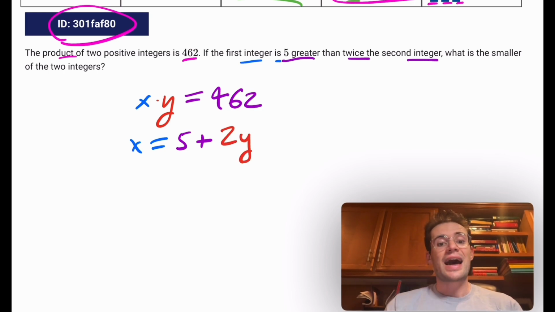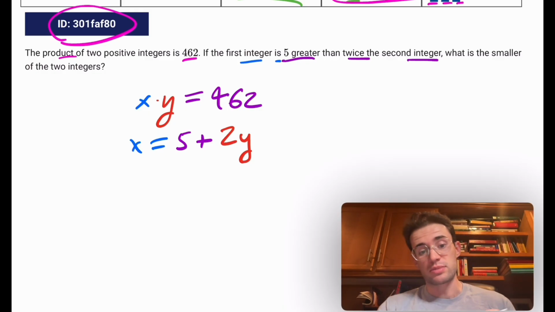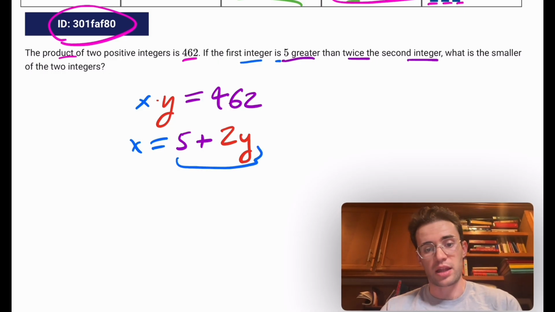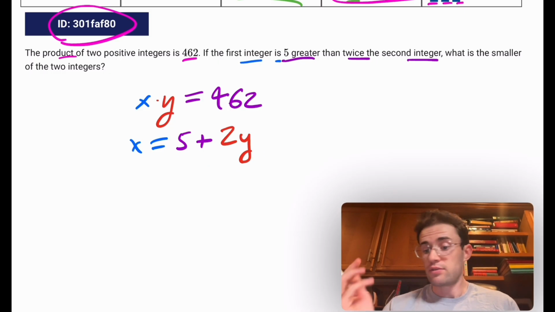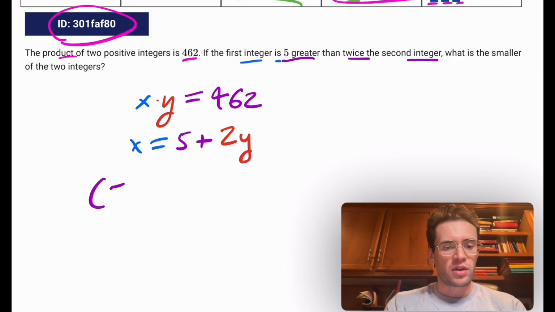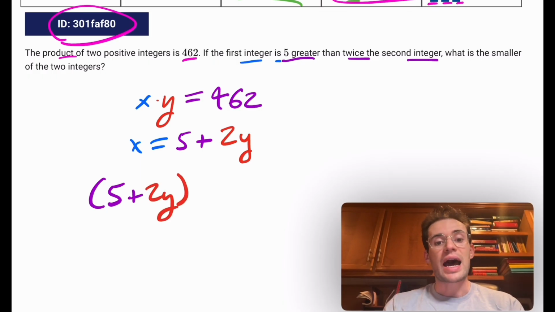So the reason this is a nonlinear function and not just a normal systems of equations is because we've got this product here, so x times y. I'm going to use substitution here. I'm just going to substitute it in, and actually some people would just have written it directly like this. They wouldn't even have written in x. If you do it like that in your head, that's fine. But either way, you end up with the same thing where you have parentheses 5 plus 2y and parentheses times y is equal to 462.